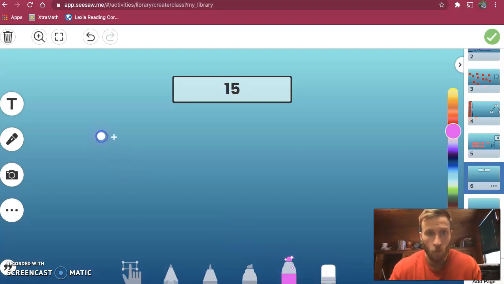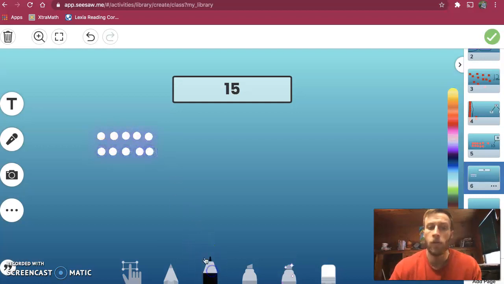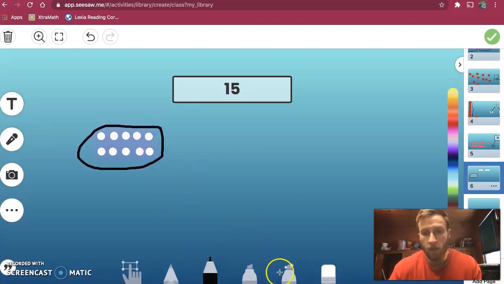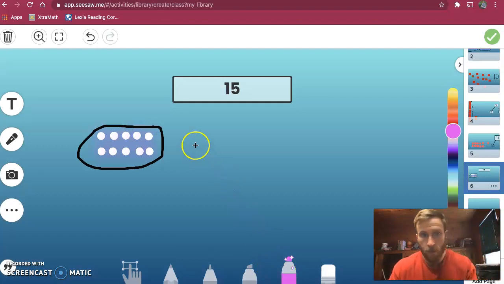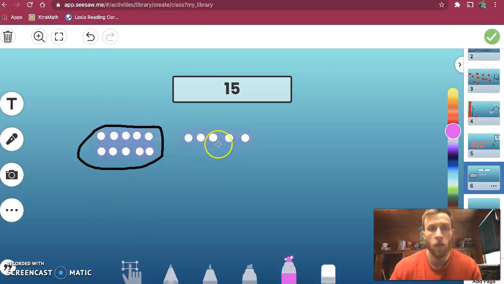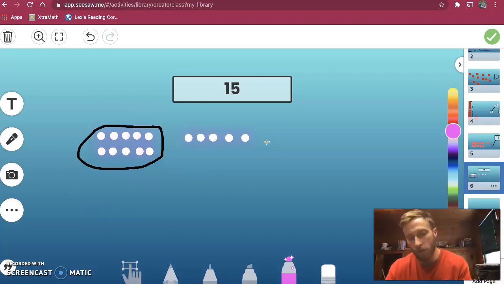Here we go. 1, 2, 3, 4, 5, 6, 7, 8, 9, 10. I have a group of 10, but I'm not to 15 yet. I'm going to circle my group of 10, and I'm going to keep going. So I'm at 10, 11, 12, 13, 14, 15. So there we go. Now I have my picture drawn. 10, 11, 12, 13, 14, 15. Very good. I got my 15.